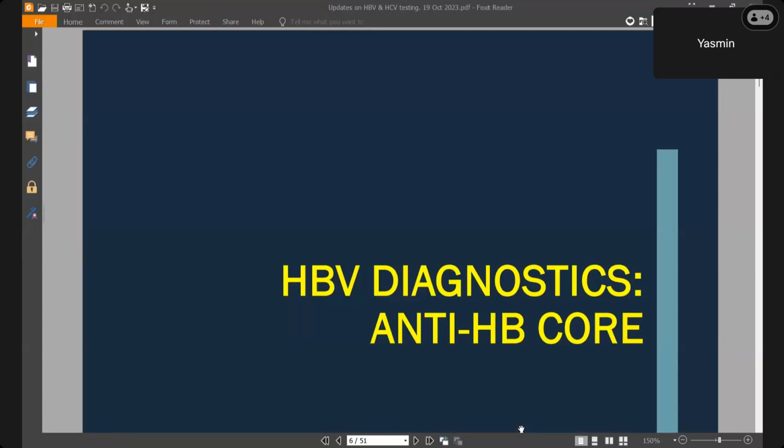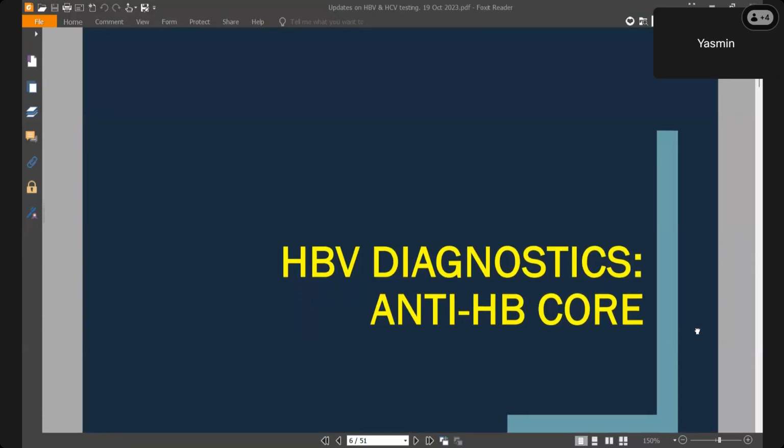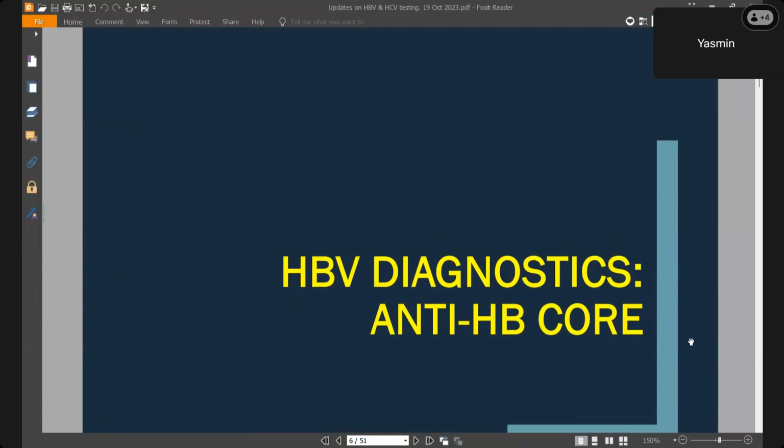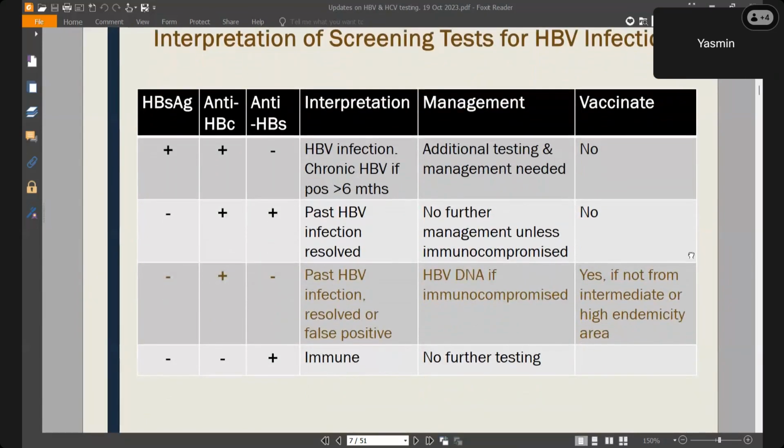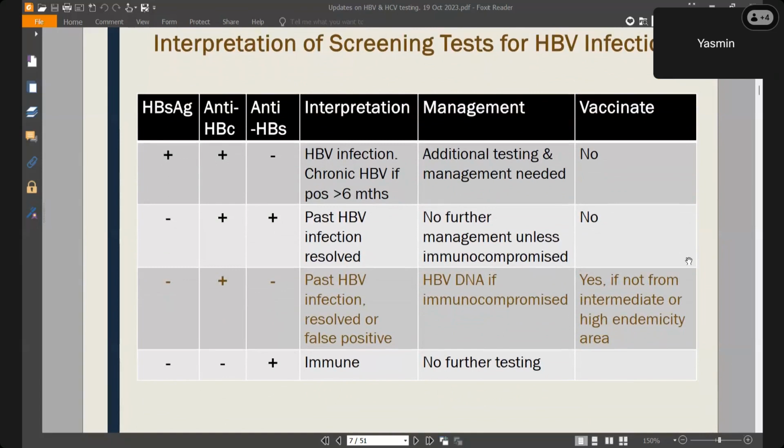Next. Now, the issue about why, especially in Malaysia, we're reluctant to do core antibody is what do we do when we have these results? If you have Hep B, look at the screening that involves those three markers. If the person is HBsAg positive and core antibody positive, then we see evidence of chronic hepatitis B. If it's more than 6 months, would you want to vaccinate? No, but you may need additional testing or management if required.